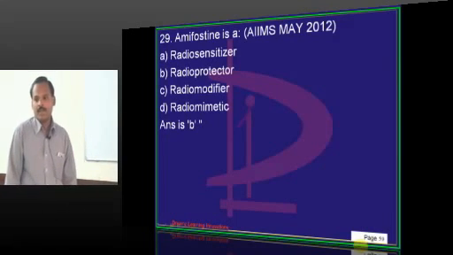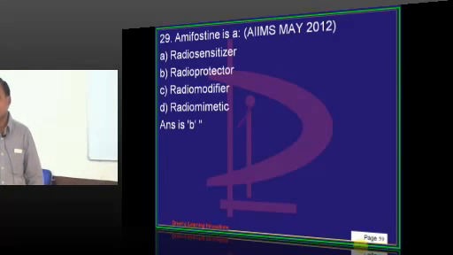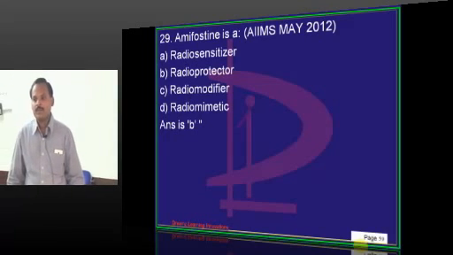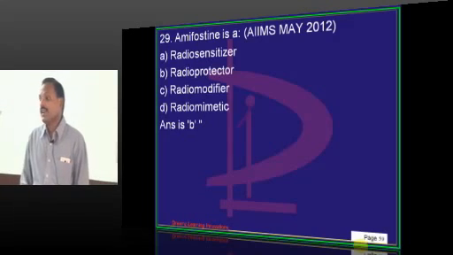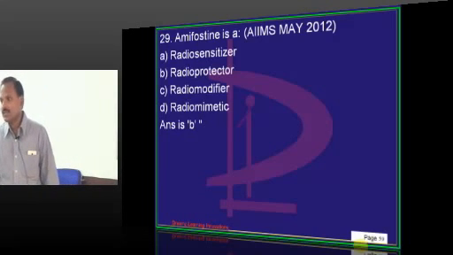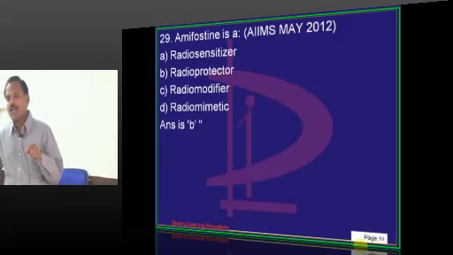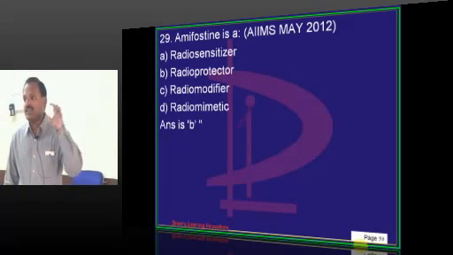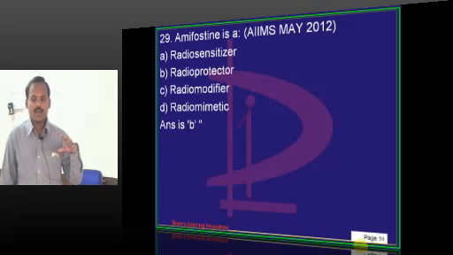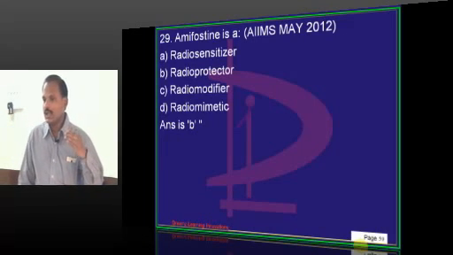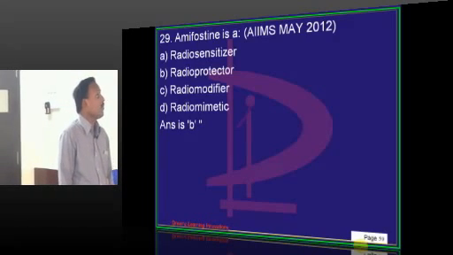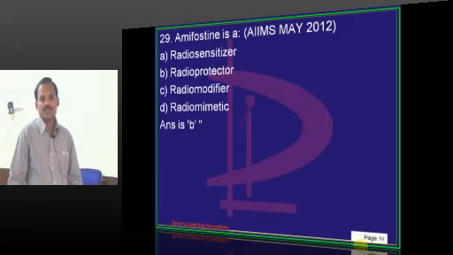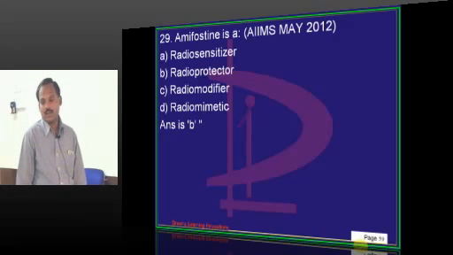Amifostine is a drug which is used to alleviate or overcome the free oxide radical injury mediated by radiation. So, once any radiation has been given, the radiation will generate so much free oxide radical that you need some free oxide radical scavengers. So, the free oxide radical scavenger drug is amifostine. So, it is a radioprotector because it will scavenge the free oxide radicals that are generated as a result of radiotoxicity.